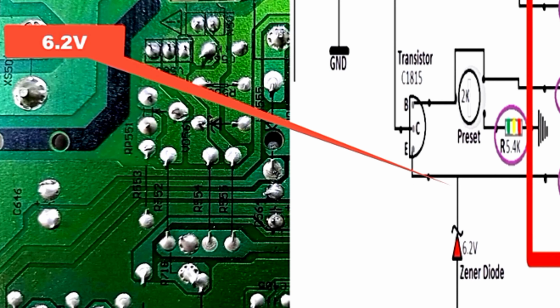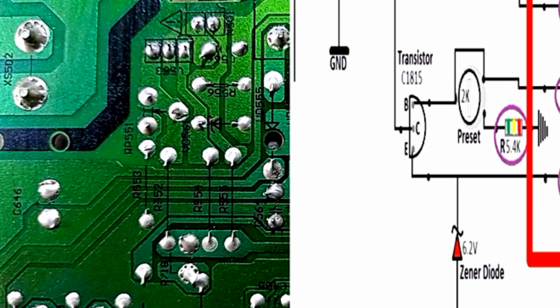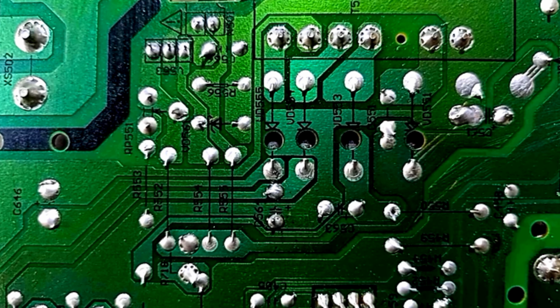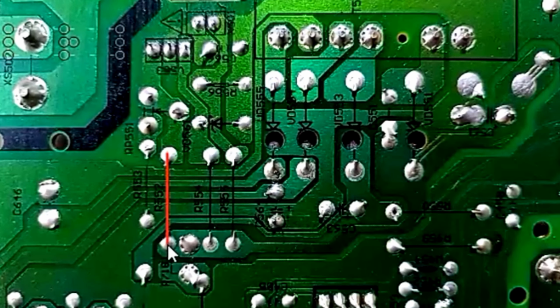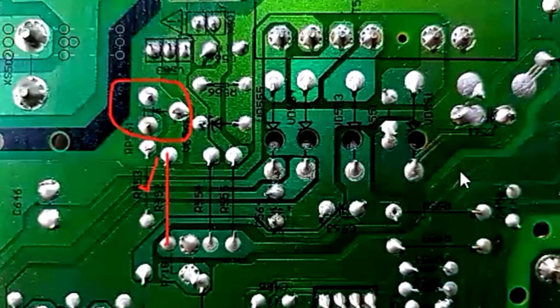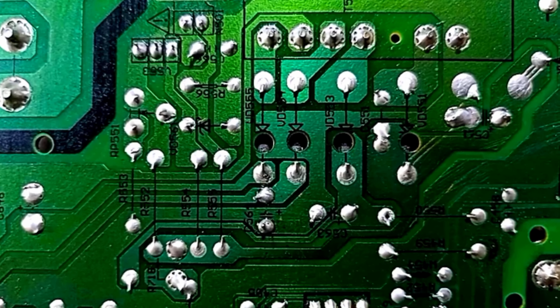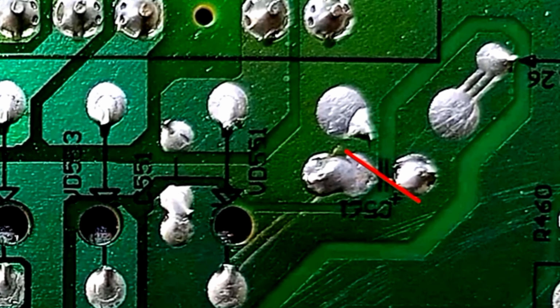Look at the zener diode here. Its value is 6.2 volts. If the zener diode is bad, in many cases the secondary voltage can increase and in many cases the voltage can decrease. Then the most common reasons for the secondary voltage to decrease are the 100 kilo ohms resistance, the 202 or 203 VR and the 47 microfarad 160 volt capacitor. Friends, if this capacitor has a problem, then the secondary voltage may be down.